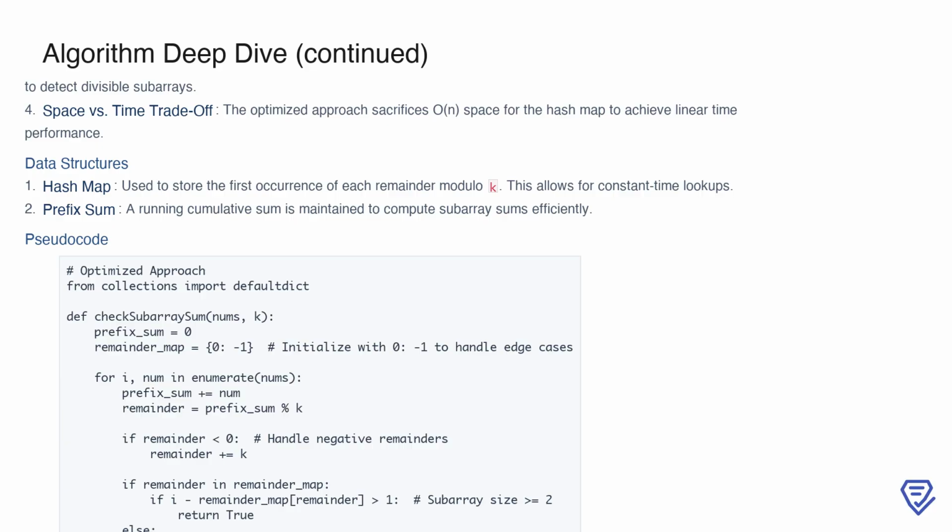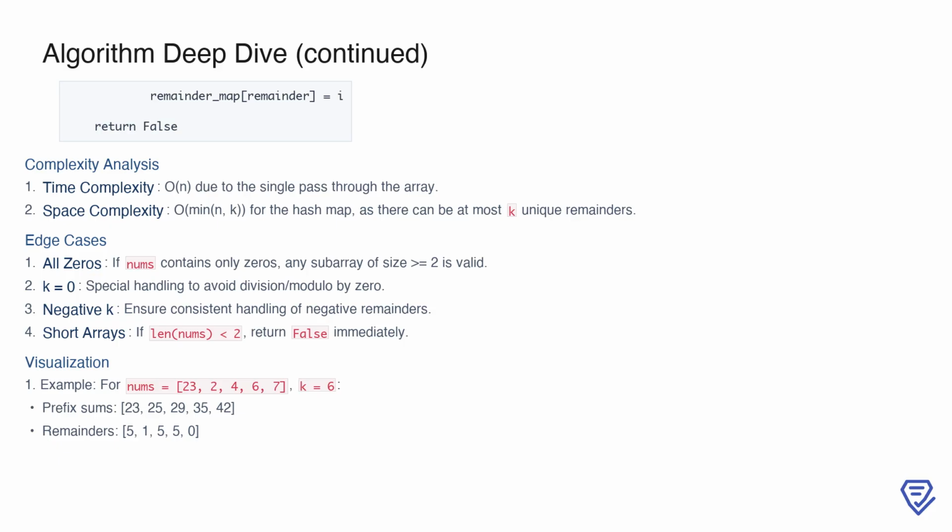The pseudocode outlines the algorithm step by step, including how we handle edge cases such as negative remainders and initializing the hash map with a remainder of 0 mapped to index -1 to handle scenarios where the subarray starts at the beginning of the array. The pseudocode continues by showing the final steps of the implementation.